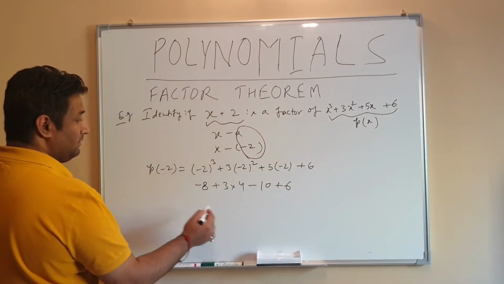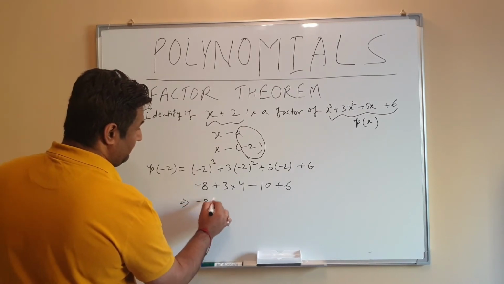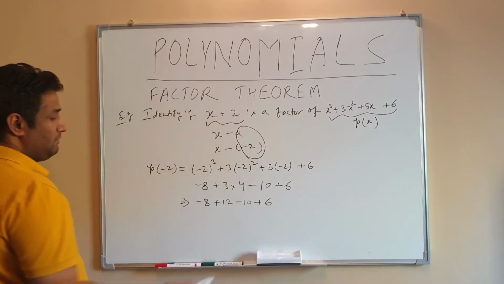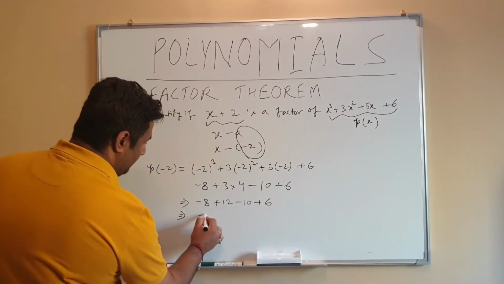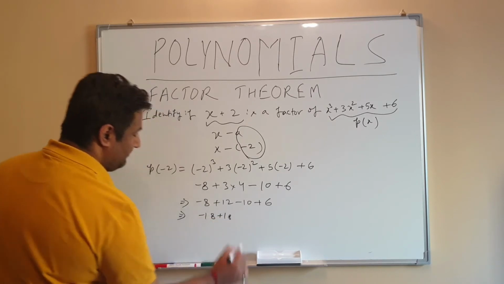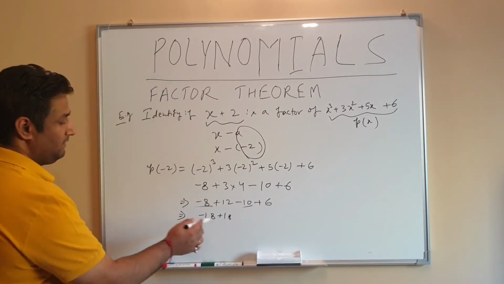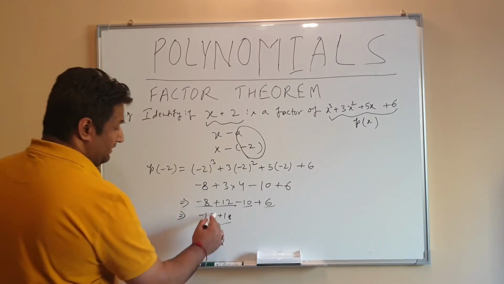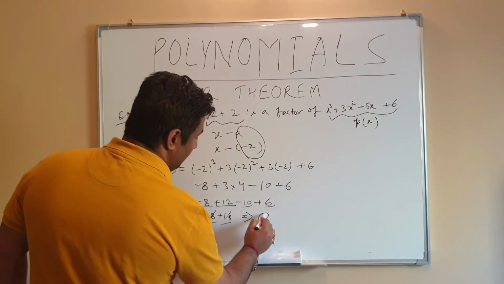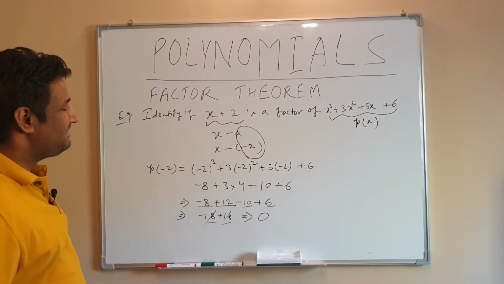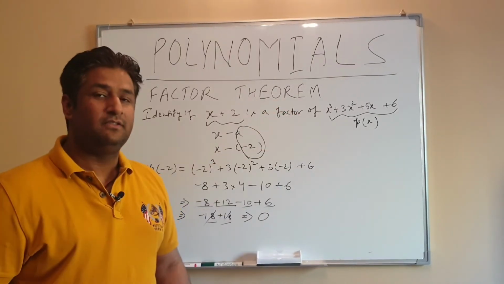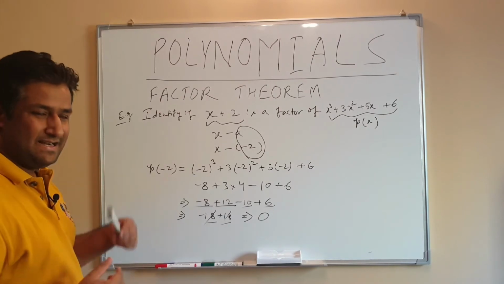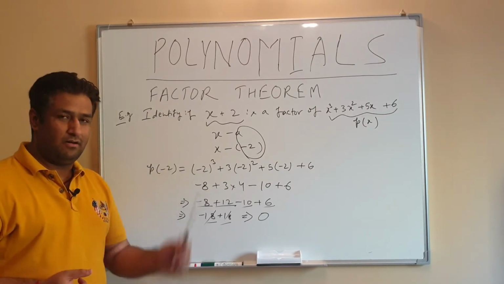So we'll just do the math. Negative 8, and 4 times 3 is 12. So we'll get negative 18 plus 18, right? Why? Because negative 10 and negative 8 will give you negative 18, and plus 6 and plus 12 will give you plus 18. So negative 18 and positive 18 will cancel, and you'll get 0. So that means yes, x plus 2 is a factor of the given polynomial. Okay, so that's how we identify whether it is a factor or not.